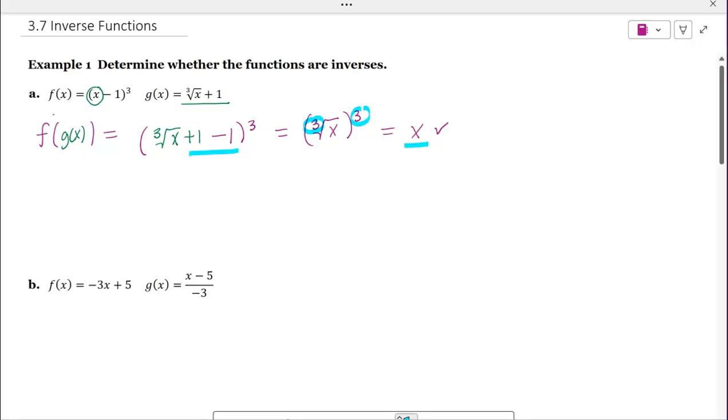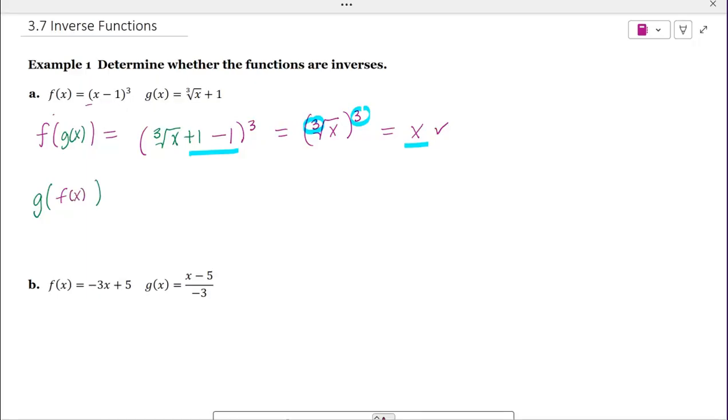We could also have done this in the other direction. I'm going to show that now. You only really have to do this once. If you plug one function into the other and you get x as the output, then you're done. But I just want to show you what happens if we go the other way. Let's look at g of f of x instead this time.